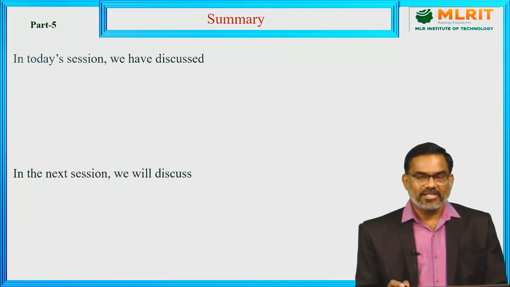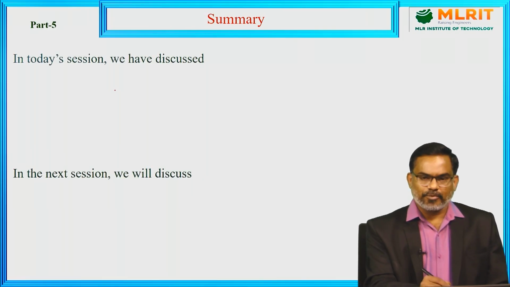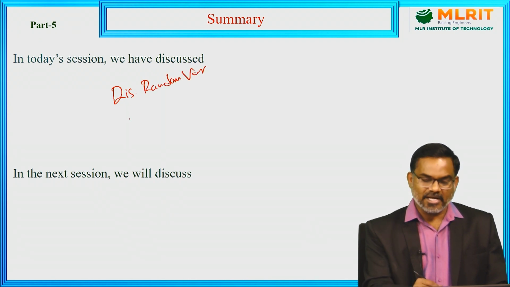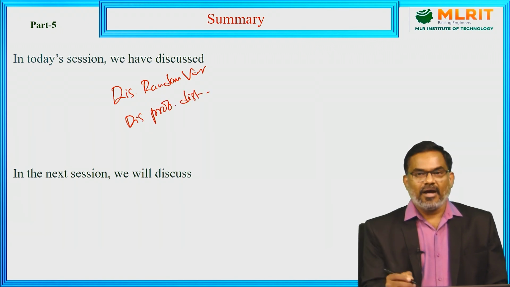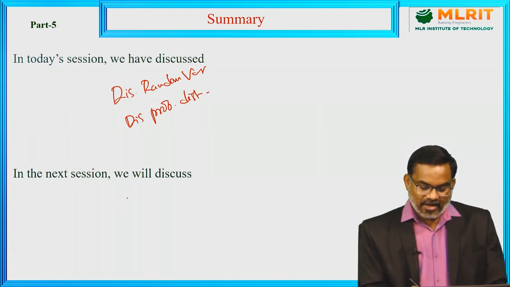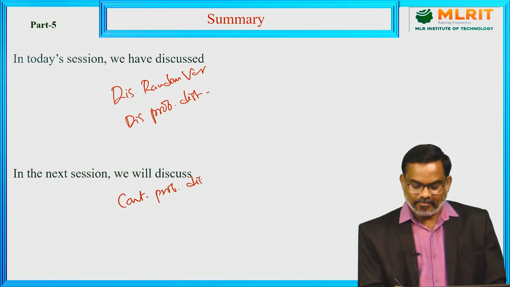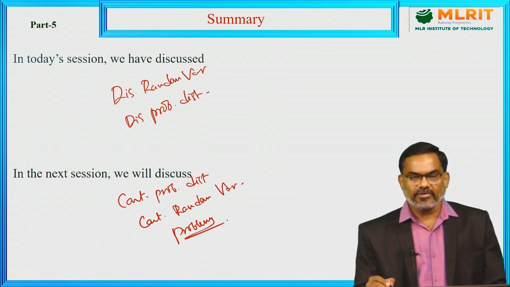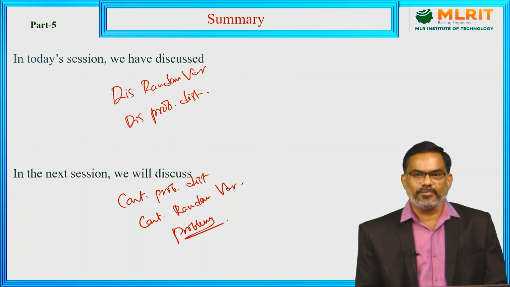So, in today's session, we solved 2 problems on discrete random variables and discrete probability distributions. And in the next session, I will consider the continuous probability distribution, that means the probability distribution of a continuous random variable. We will solve some problems on continuous random variables and continuous probability distributions.